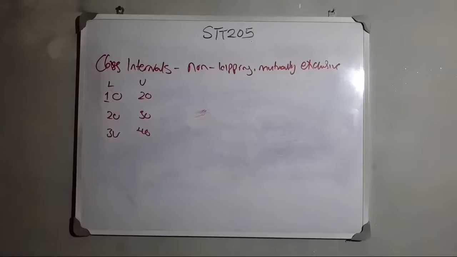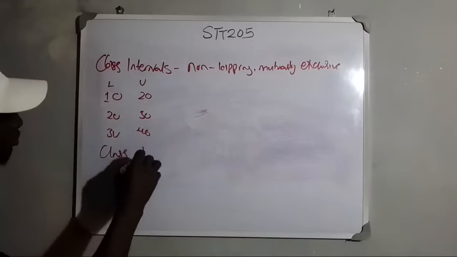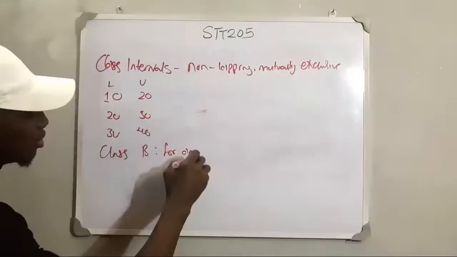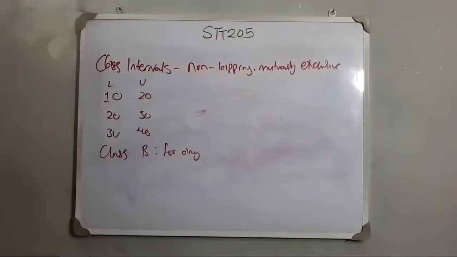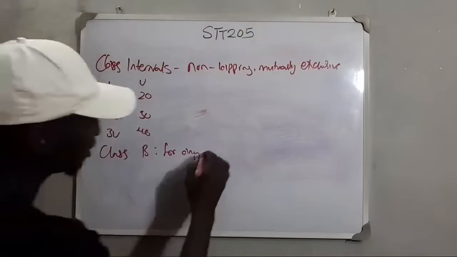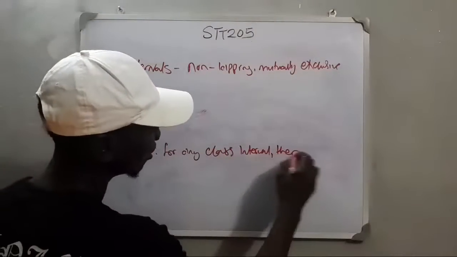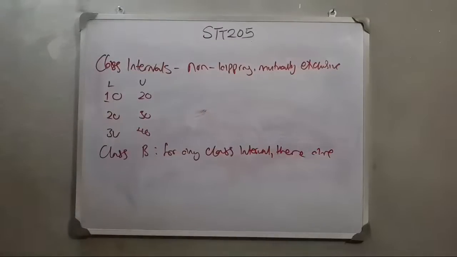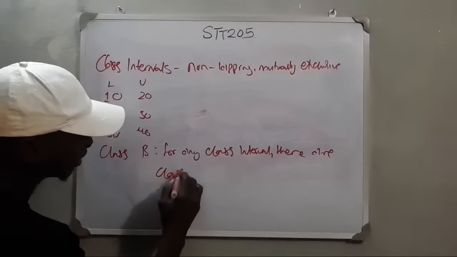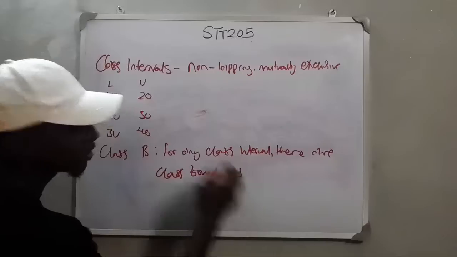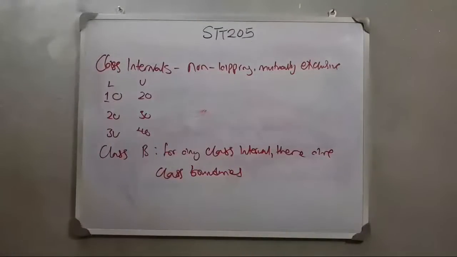We also have the class boundaries. For any class interval, there are two class boundaries. Now let's not get all this mixed up and twisted up. We'll dissect it properly when we're doing the calculations.